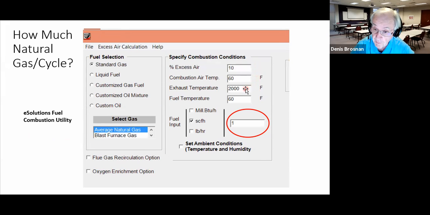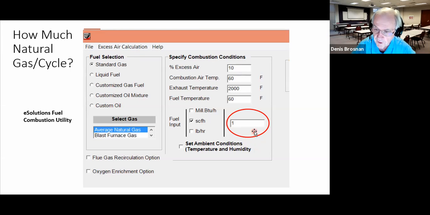combustion temperature. This time I used the right temperature, 2000. Really won't make much difference in our comparison. Fuel temperature of 60, meaning room temperature gas. And I'll point out to you that when I run these calculations, I typically will put 1 standard cubic foot per hour as the fuel consumption. Now, I just want the results to be quoted per standard cubic foot.